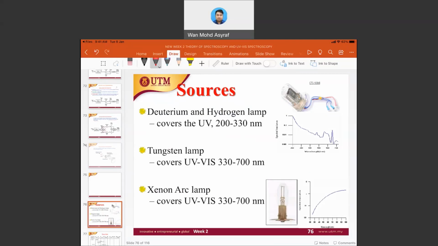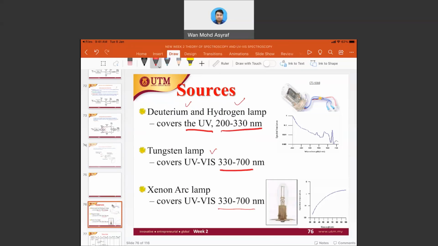We can just call it a lamp. For the sources, you will have a deuterium lamp and a halogen lamp, which cover the UV range from 200 to 330 nanometer. If you are trying to look at a much wider range than that, you may use a tungsten lamp, which corresponds to 330 to 700 nanometer. You can also have a xenon arc lamp, which corresponds to the same range of wavelength.